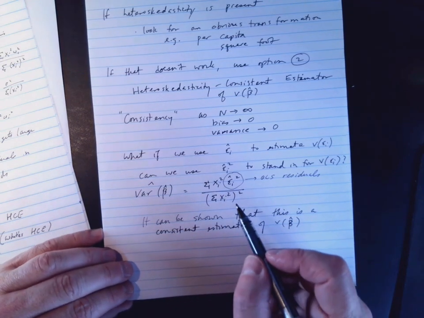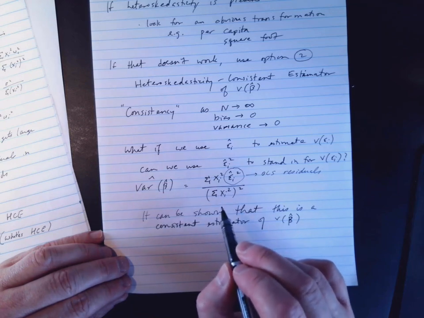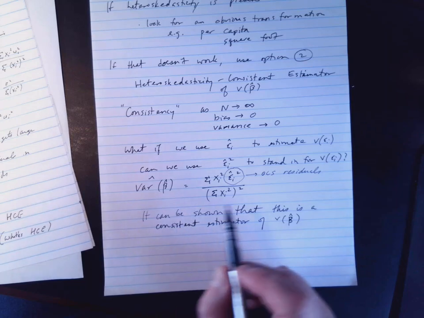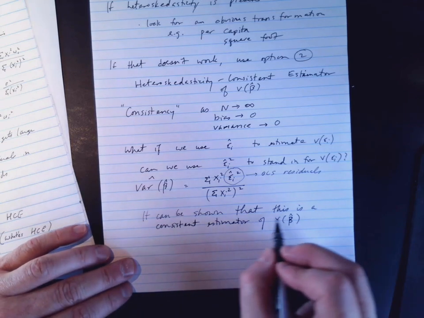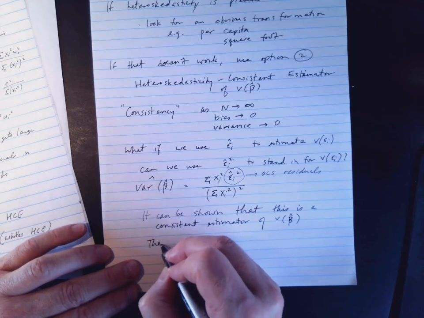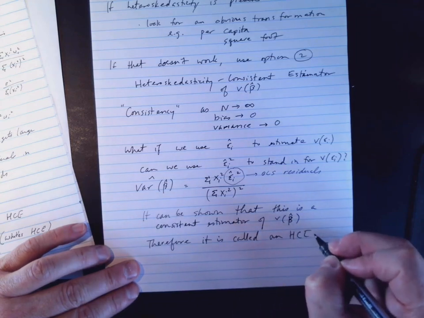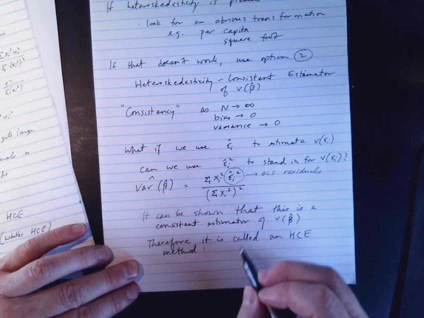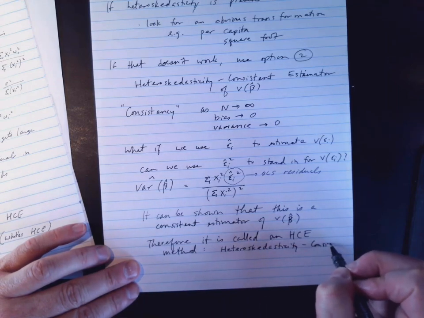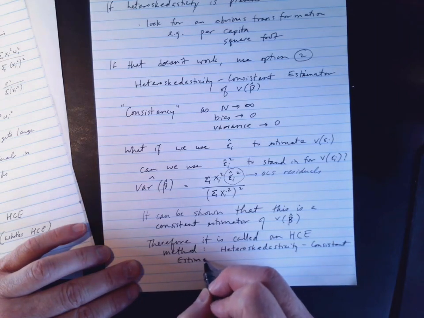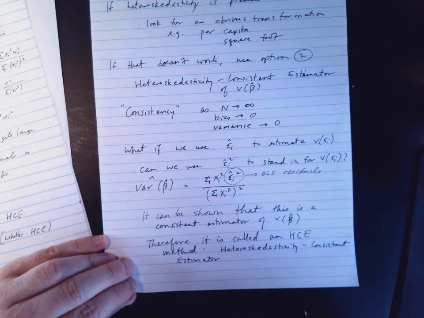And so as the sample size gets very large, this expression converges on an unbiased estimator of the variance regardless of the form of heteroskedasticity. So see, this is a consistent estimator of beta hat. Therefore, it is called an HCE method. Heteroskedasticity consistent estimator. It's consistent regardless of what drives the heteroskedasticity in the sample.